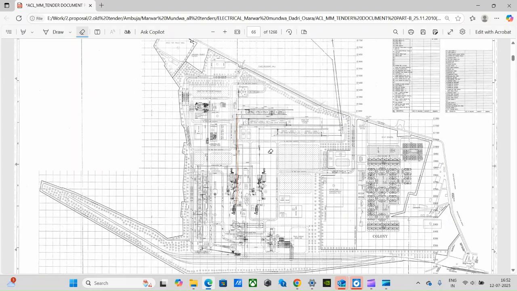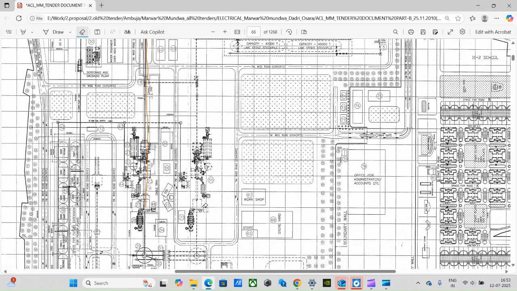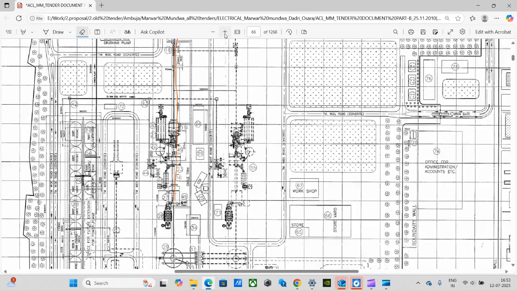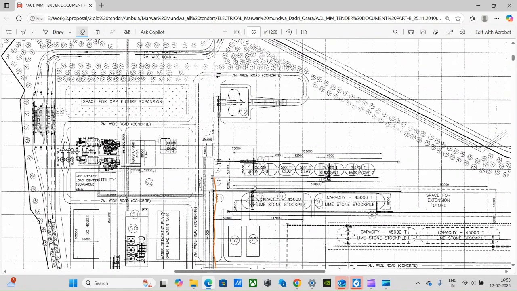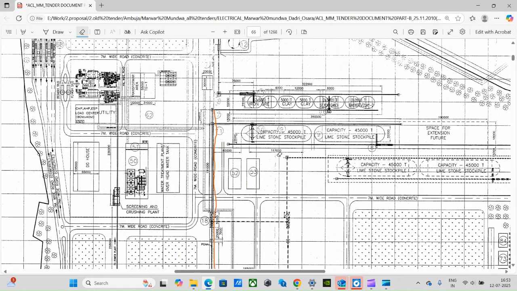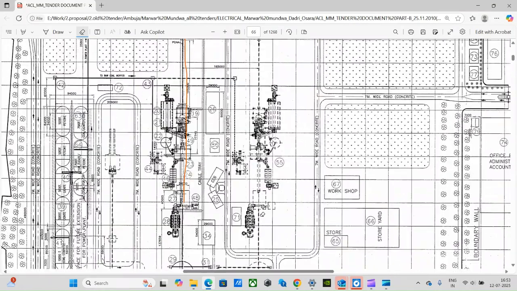Now let me show you how to identify the different buildings and parts in this drawing. For example, this drawing is showing different things. This area is left for something, this area is left for something else. So what are those things? We need to identify them.